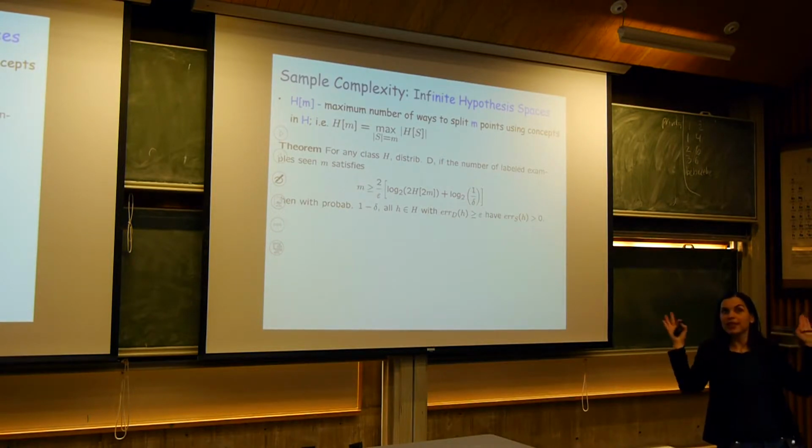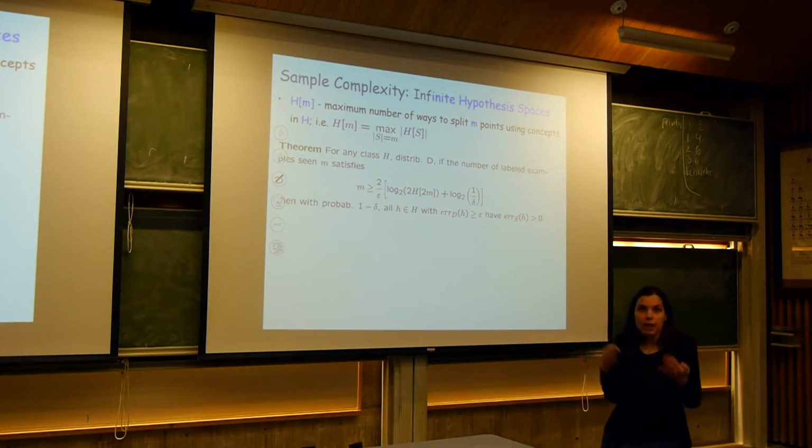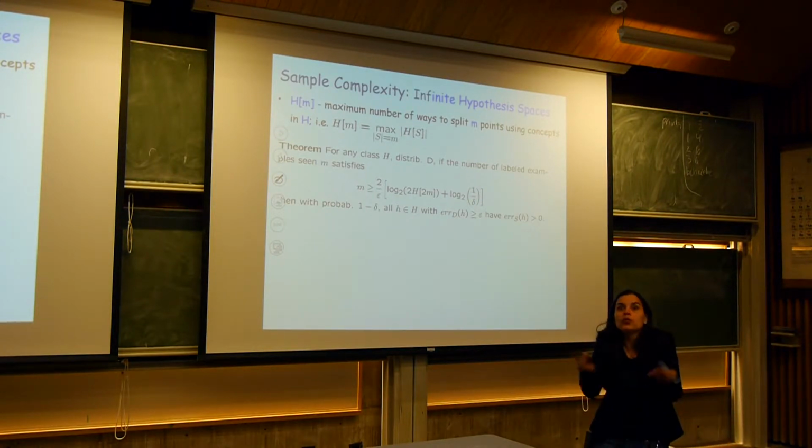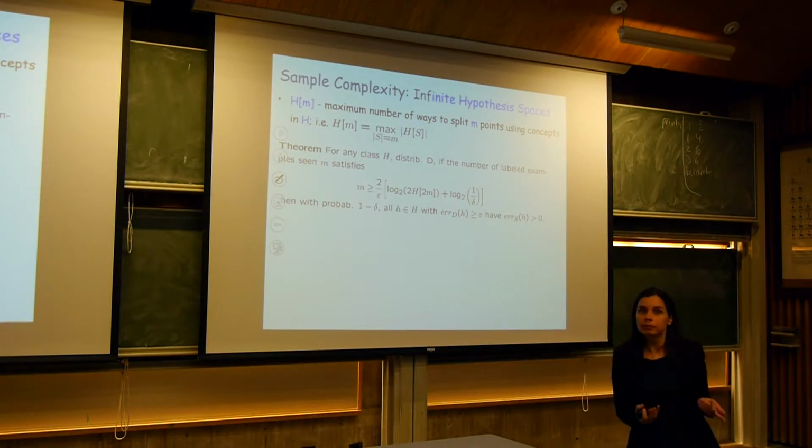Right now I'm just speaking at a very high level. If the class H is very complex and contains all the functions in the world, then the number of ways in which I can label any m points is 2 to the m. However, at the other extreme, if my class contains only one function, I'm only going to be able to label those points in a single way.